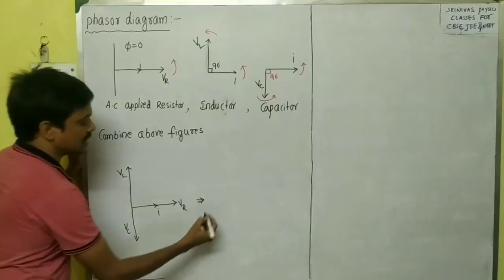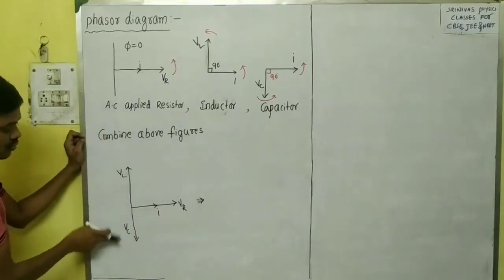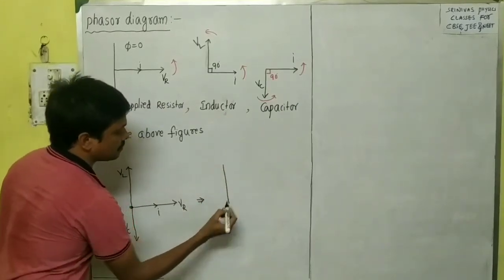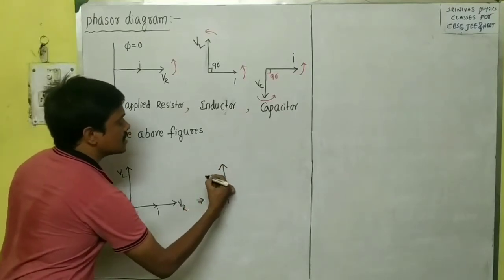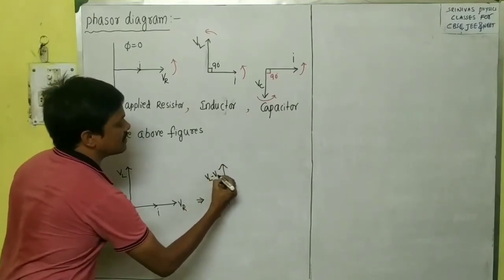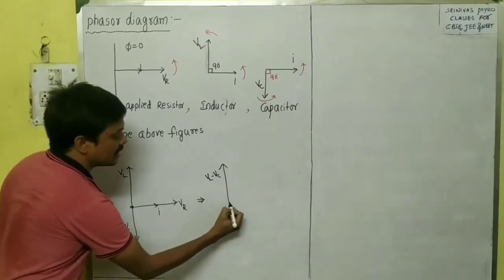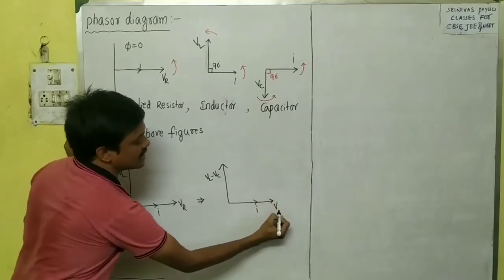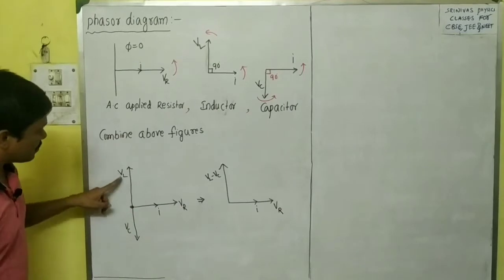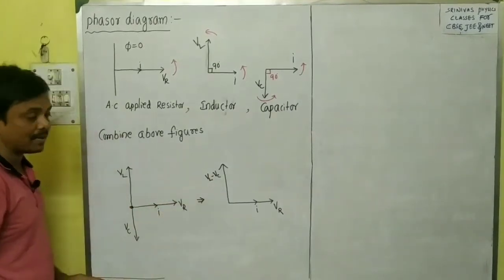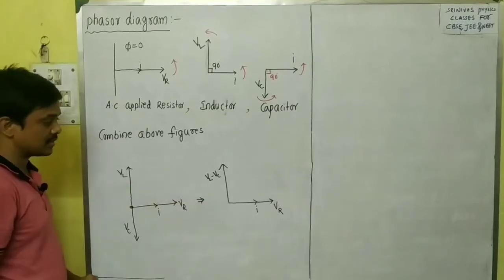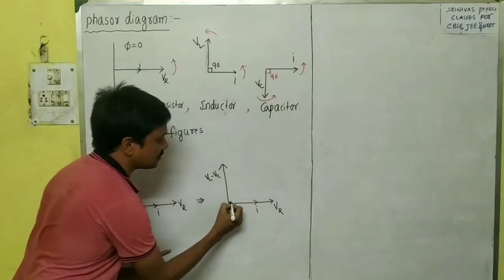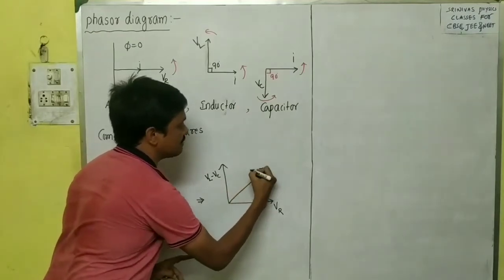For example, I am considering that VL is greater than VC. Then for the net of these two we have to subtract the voltages because they are in opposite direction, right? Then we will get like this. This is VL minus VC, okay? And this side the current will be there, and this side the voltage across resistance is also there. Now VL and VC are in opposite direction, that's why we subtracted VL minus VC, their net voltage. And here VL minus VC this side and VR this side, their net is this side. This is the net voltage V.